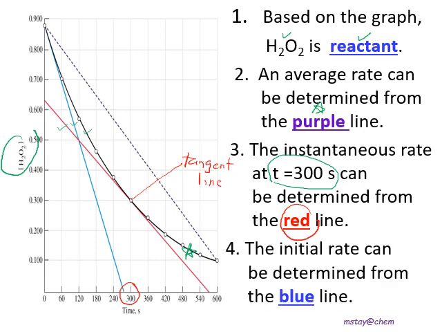While for the initial rate of reaction, initial means permulaan in Bahasa. That means we draw a tangent line again, starting from here, which is represented by the blue line.